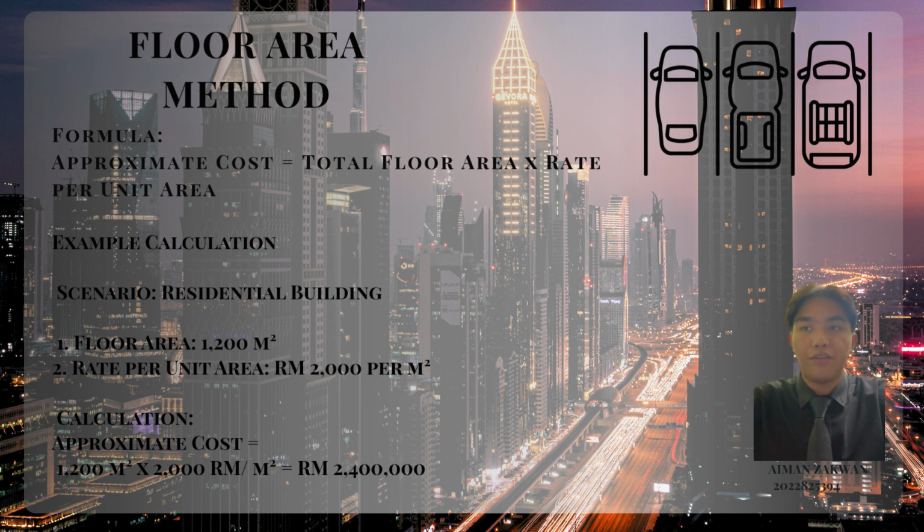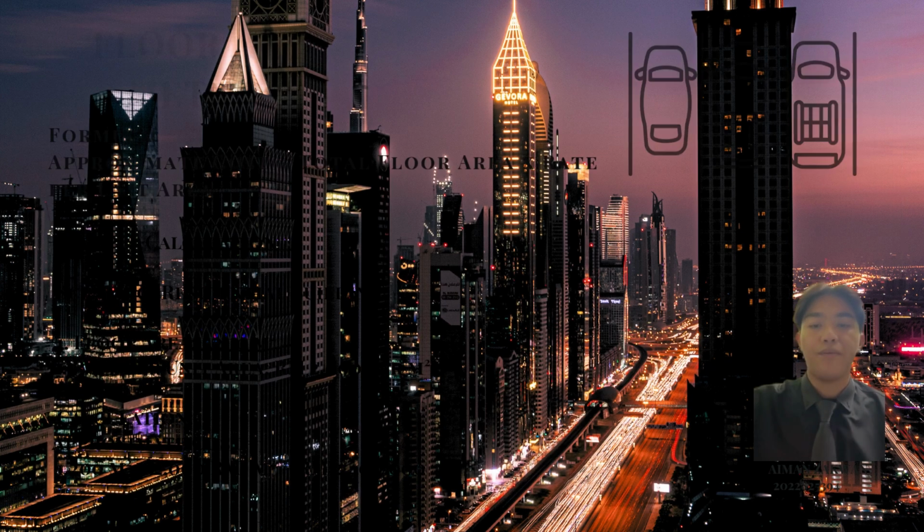Next is the floor area. For the floor area, the formula of approximate cost is total floor area times rate per unit area. I will take one residential building, for example, where the floor area is 1,200 meters square, and the price of rate per unit area is 2,000 ringgit per meter square. Then I will multiply both 1,200 meters square and 2,000 ringgit per meter square, and I will get the answer of 2,400,000 ringgit for the entire floor area.